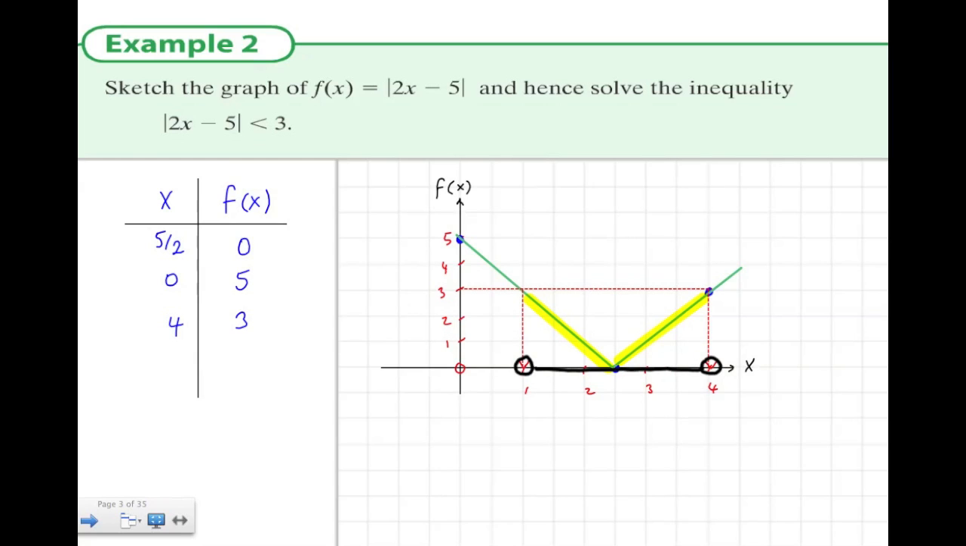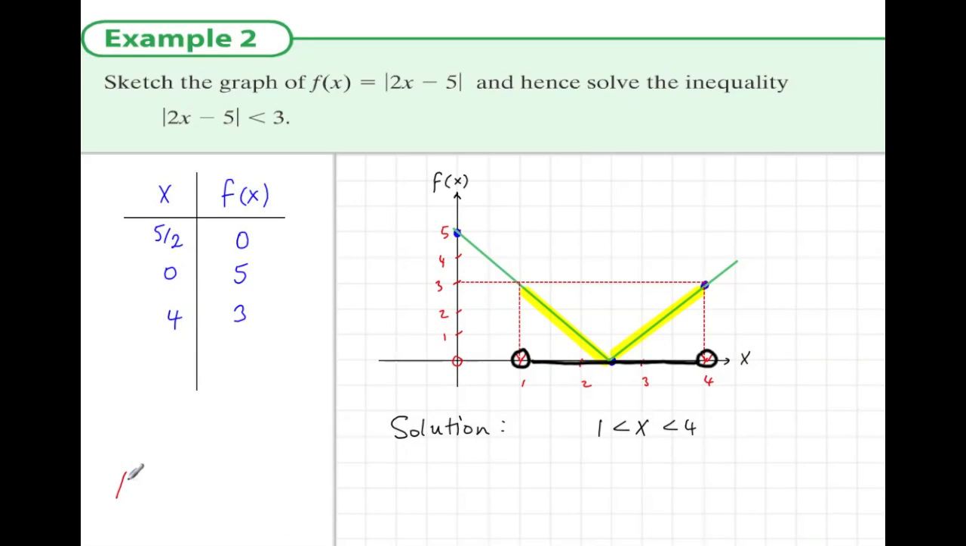So how do we write this answer then? We just say that the value of x is between 1 and 4, or x is greater than 1 but smaller than 4. And that's the solution to it.